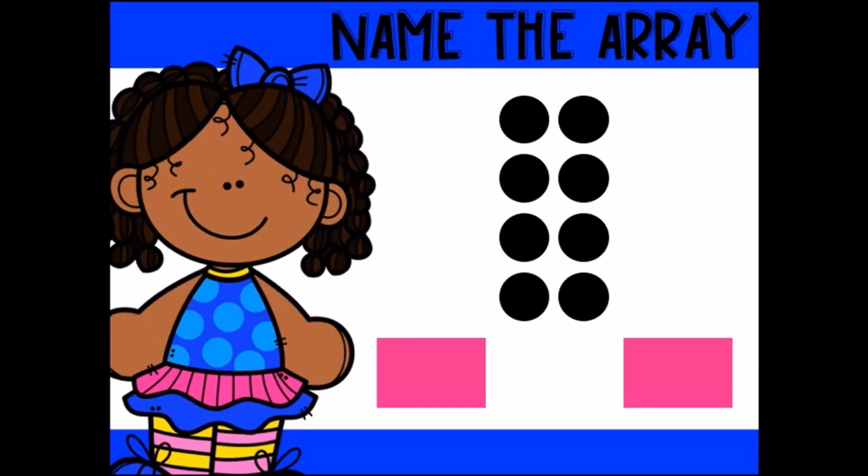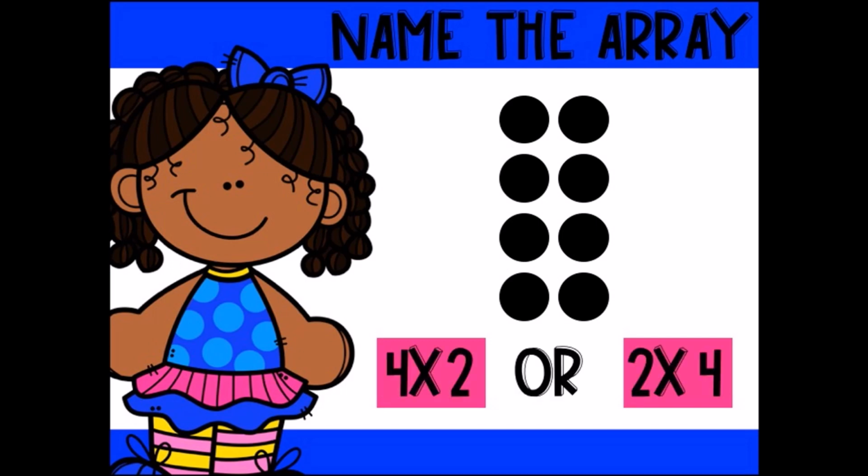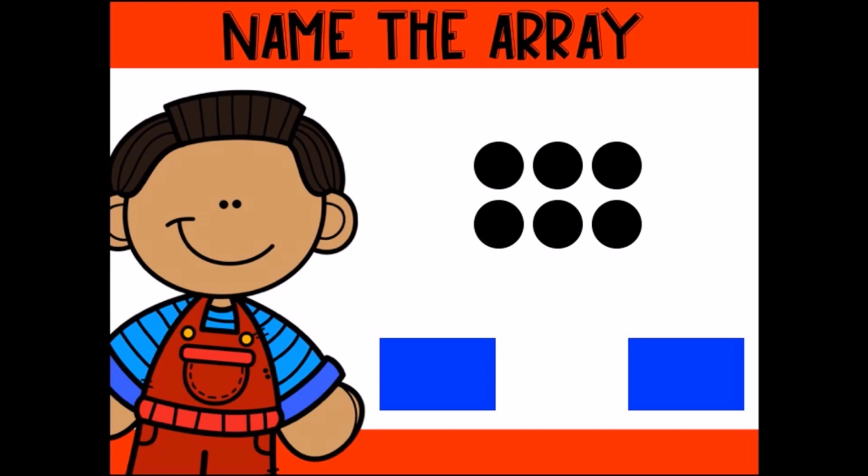All right, name this array. Use that X symbol. It's 4 times 2 or 2 times 4. Next one. 2 times 3 or 3 times 2.